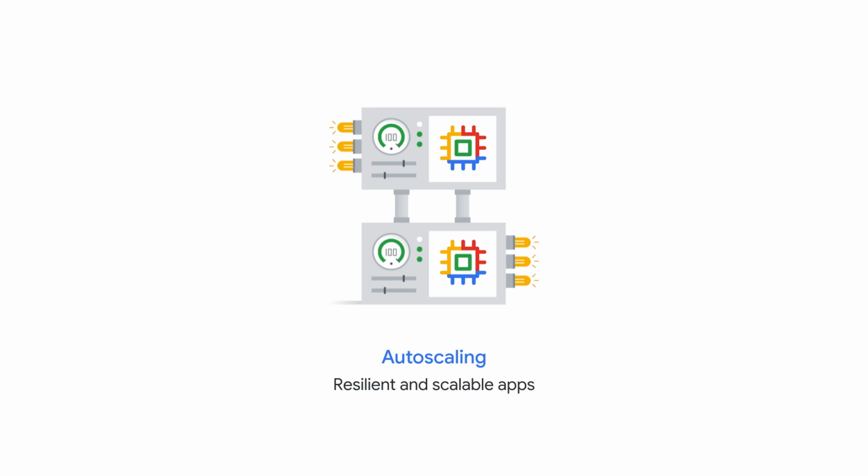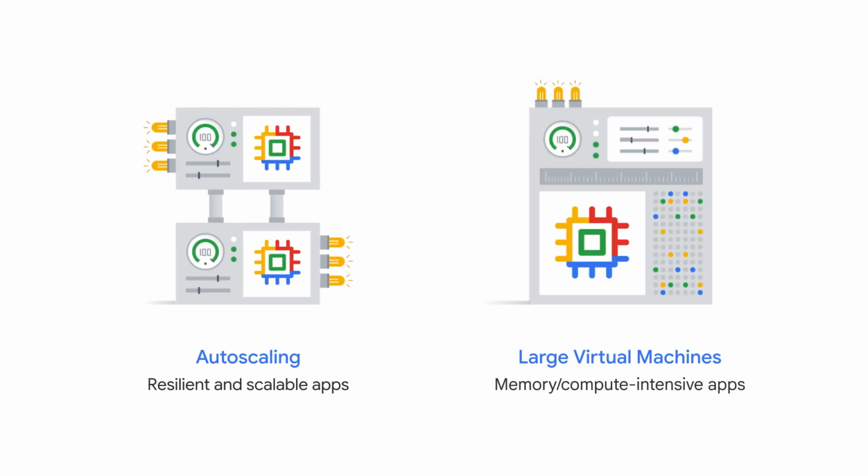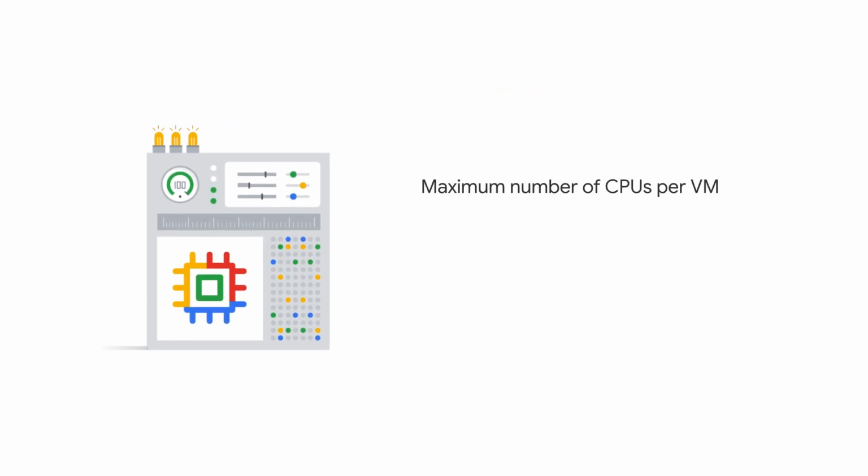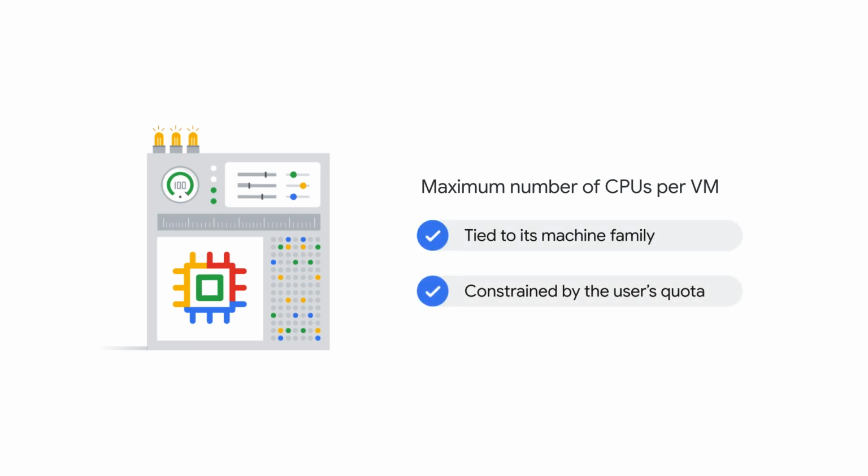Now, have you ever had your app crash because of a traffic spike that came out of nowhere? Compute Engine has a feature called auto-scaling, where VMs can be added or subtracted based on load metrics, automatically adjusting to handle any load. With Compute Engine, you can in fact configure very large VMs, which are great for workloads such as in-memory datasets and CPU-intensive analytics. But most Google Cloud customers start off with scaling out, not up. The maximum number of CPUs per VM is tied to its machine family and is also constrained by the quota available to the user, which is zone dependent.